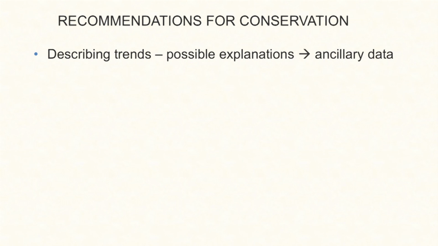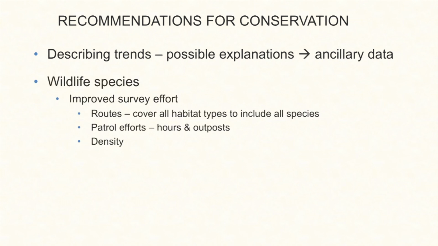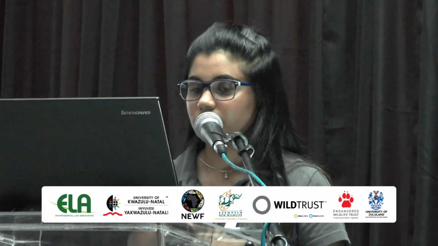Possible explanations for these trends still need to be looked into further, and we will need additional data in order to do that. With regards to wildlife species, we need improved survey effort with regards to specific routes that are covered to observe and record animal distributions, and these need to cover all habitat types in order to include all species such as klipspringer. And identifying specific routes that are covered will also allow us to determine densities for these wildlife species.